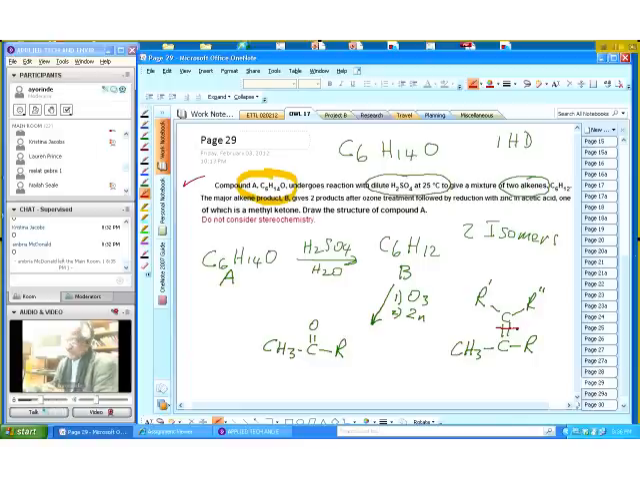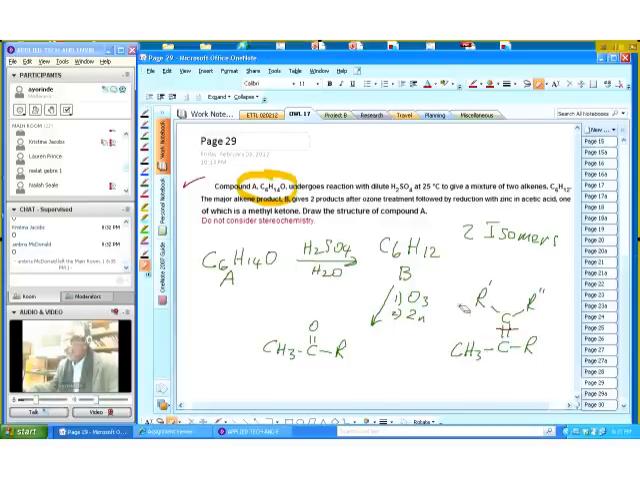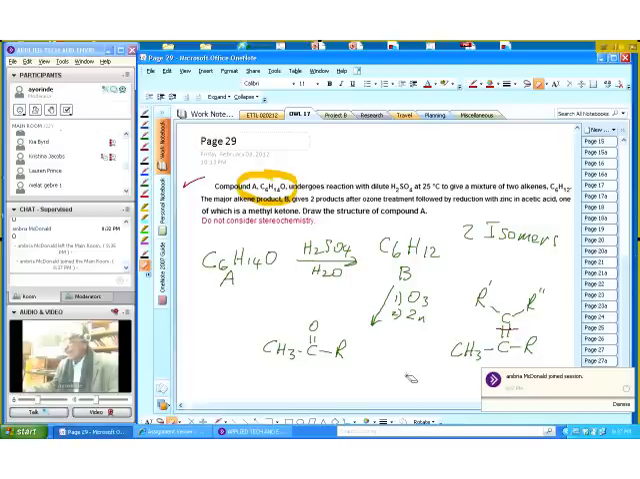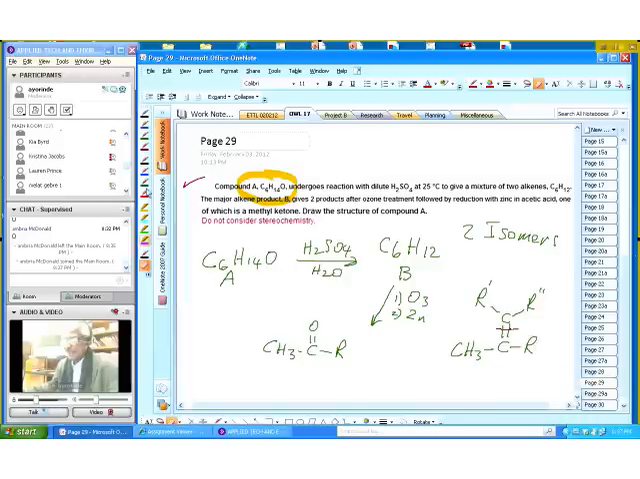So what are the choices? You only have 6 carbon atoms. Let us take all of this out of the way. Keep in mind the key here: you only have 6 carbon atoms, and this must be compound B. So let us assume that we have this. Supposing we assume that this R is a methyl group. Let's see whether that works. Would that work? So you have this.